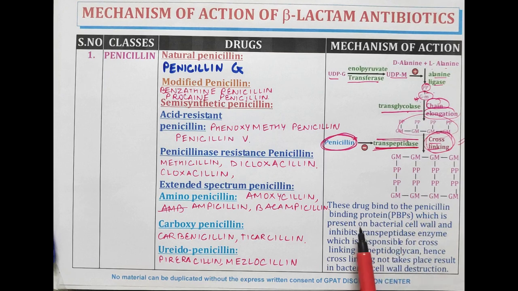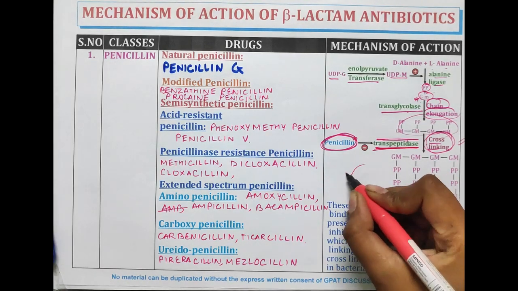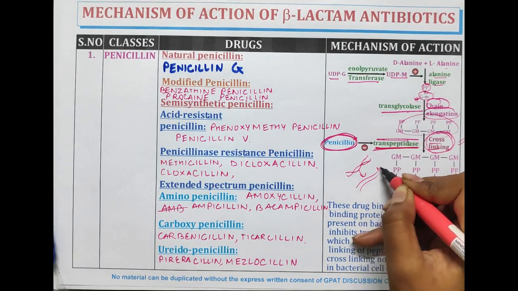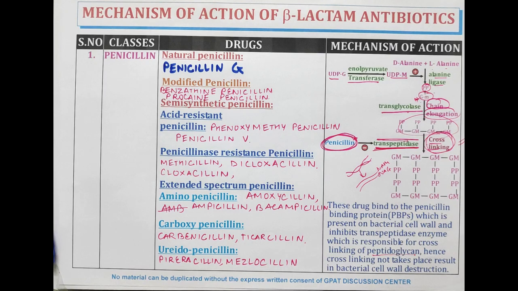These drugs bind to the penicillin binding protein PBP, which is present on the bacterial cell wall, and inhibit the transpeptidase enzyme, which is responsible for cross-linking of peptidoglycans, that is NAM and NAG. Hence, cross-linking does not take place, resulting in bacterial cell wall destruction. Penicillin easily binds to the PBP site and inhibits the transpeptidase enzyme. When the cross-linking of peptidoglycans is inhibited, a simple structure of peptidoglycans like this is formed, and the structure is damaged, causing cell wall destruction.